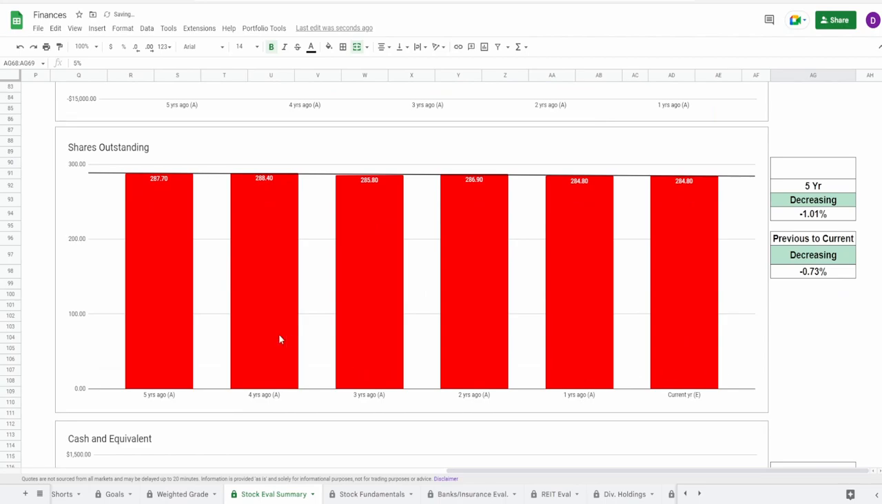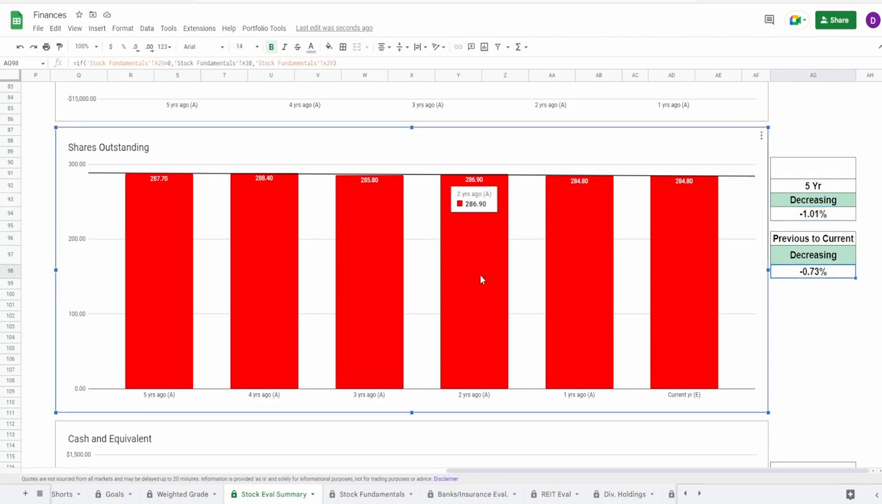Looking now at the shares outstanding, we got 5 years ago of 287.7 million shares to today of 284.8 million shares. That is a really tiny decrease of only 1%. And even from the previous year to the current year, 2 years ago of 286.9 million to today of 284.8 million, it is barely a decrease of 0.75%. And also, take a look at this. It's not that they have been consistently decreasing it either.